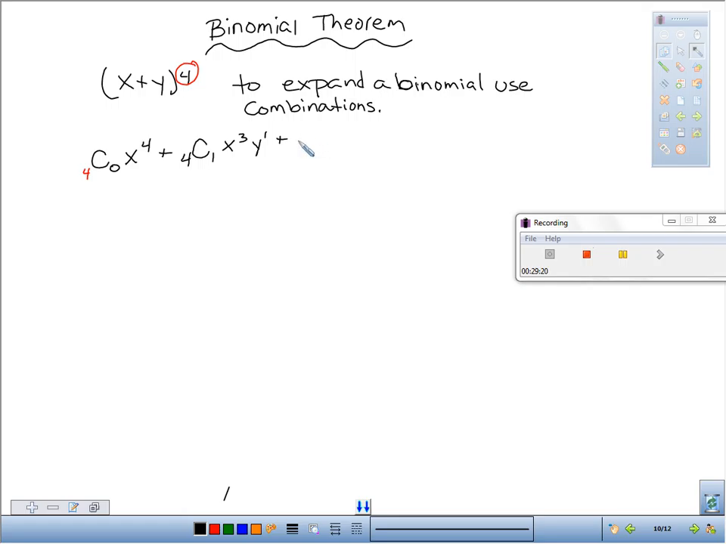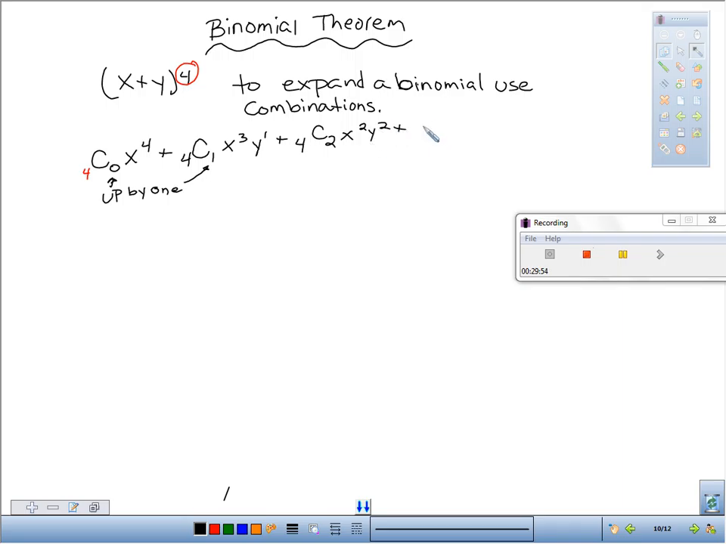Then you have your combination still out of 4. You're choosing from 4 because you're fourth degree, but now you're going to choose 2, so this just goes up by 1. The 4 doesn't change. That's the degree each time. So if this is a 5th degree, this would have a 5. Okay, and then the x now is squared and the y is squared.